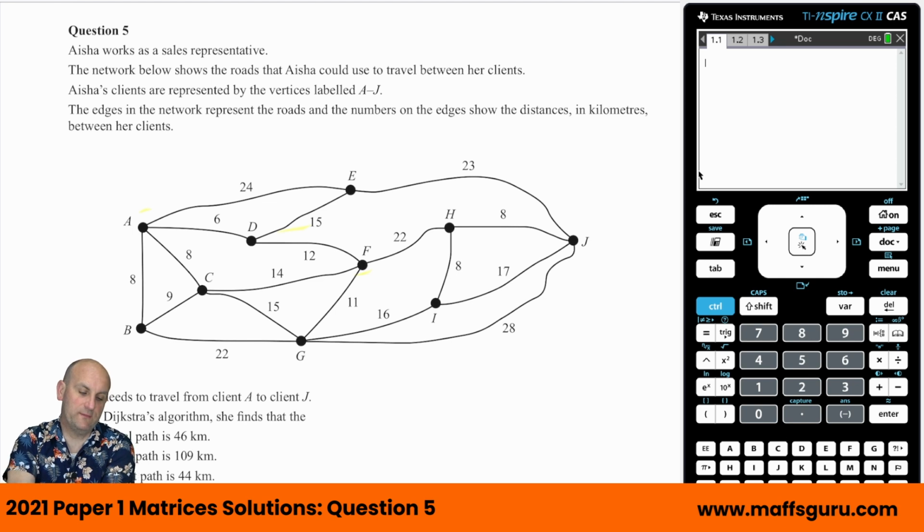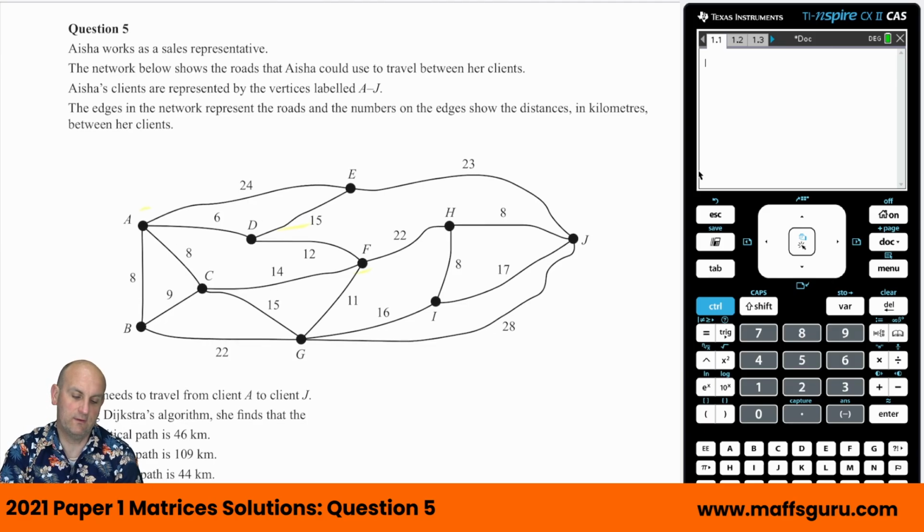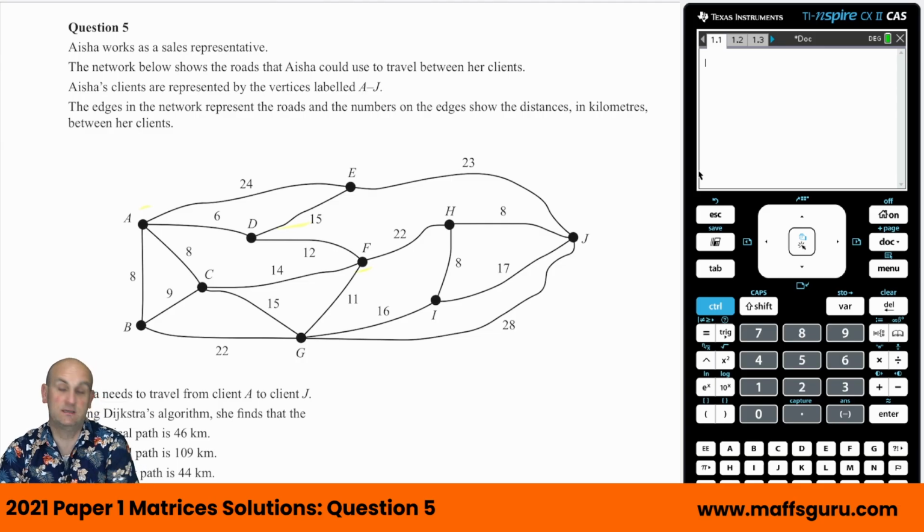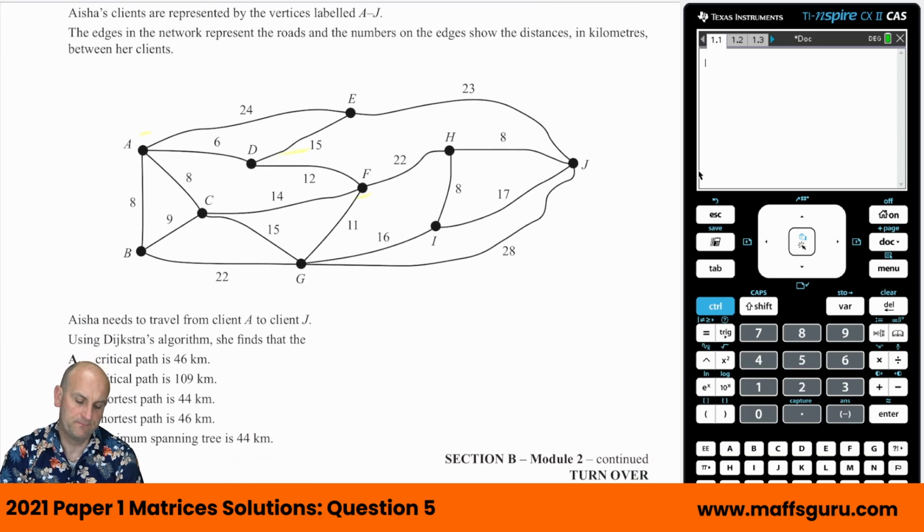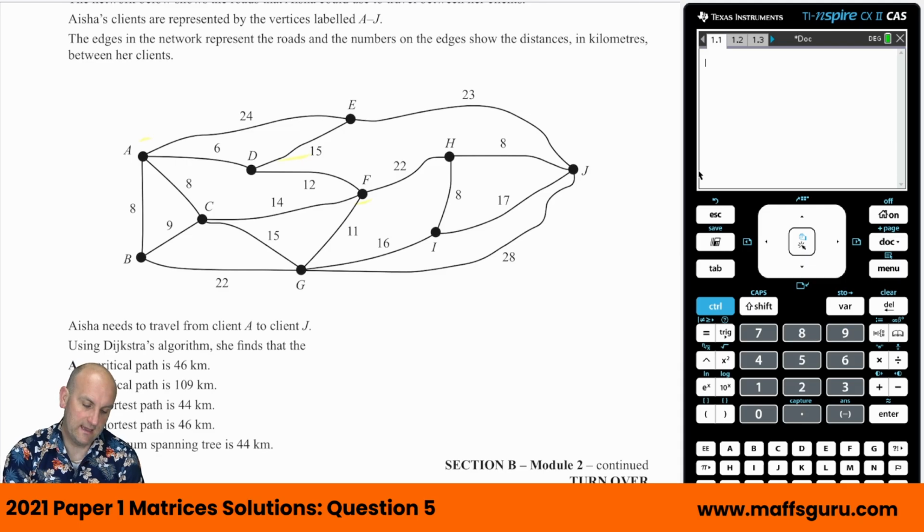Aisha works as a sales representative. The network below shows the roads that Aisha could use to travel between her clients. Aisha's clients are represented by the vertices labelled A to J. The edges in the network represent the roads, and the numbers on the edges the distance in kilometres. Aisha needs to travel from client A to client J. Using Dijkstra's algorithm, she finds that. Now, this is a bit of a trick.